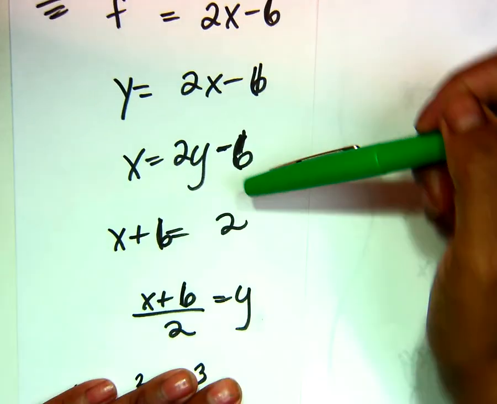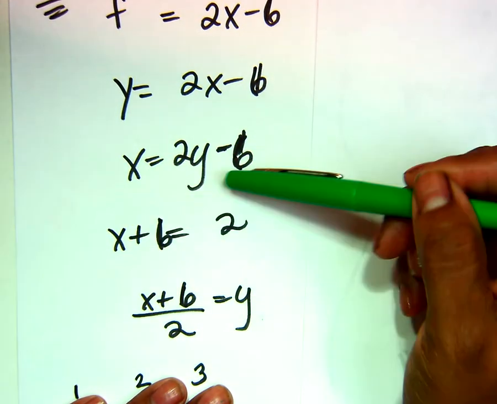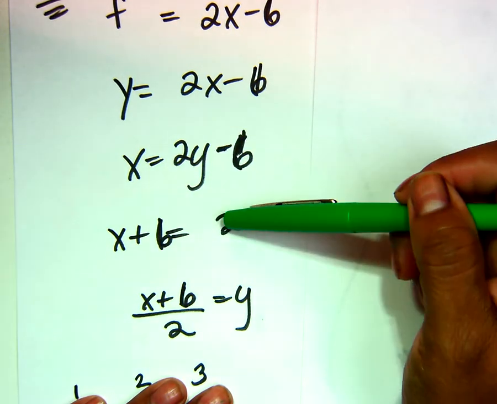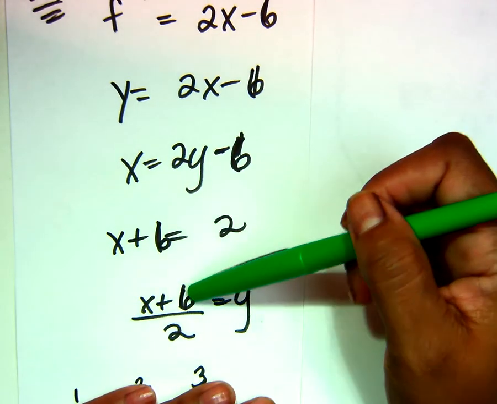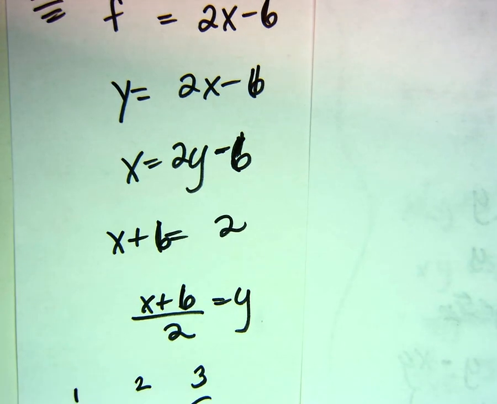Now, third step, solve for y. So I'm going to add 6 to both sides right here. Then to isolate my variable of y, I'm going to divide everything by 2. So your final answer is x plus 2 over 2 equals y.